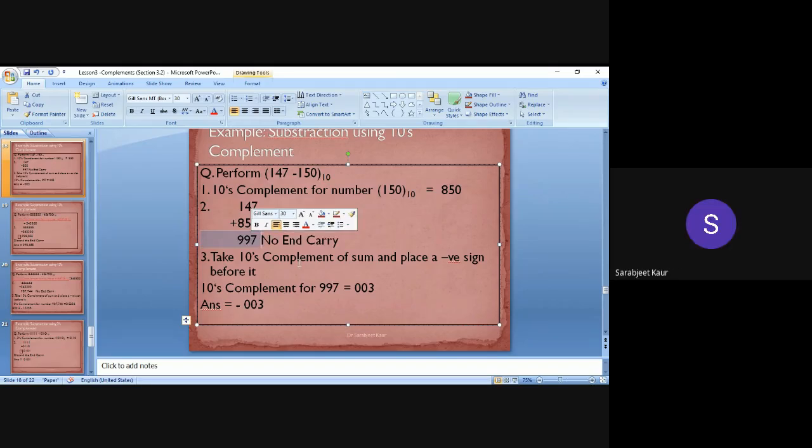Okay ma'am. Now, since there is no end carry, what do I do? I again take the tens complement of this result. What will be the tens complement of 997? It will be 003, right? And then we place a minus sign before it for our answer. So the answer becomes minus 003. Is this clear? Yes, ma'am.